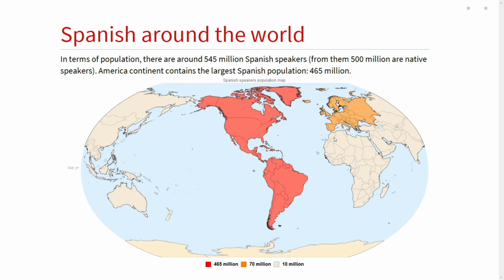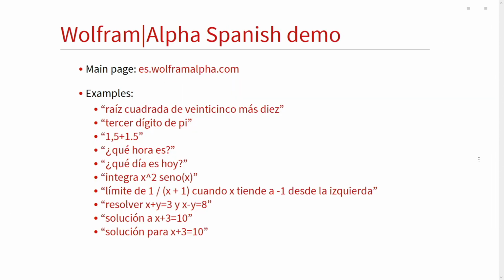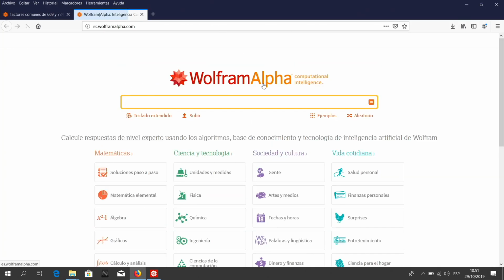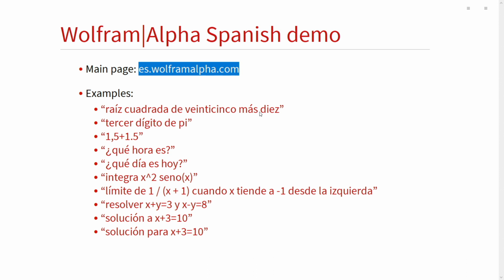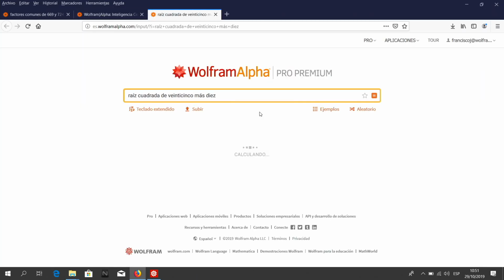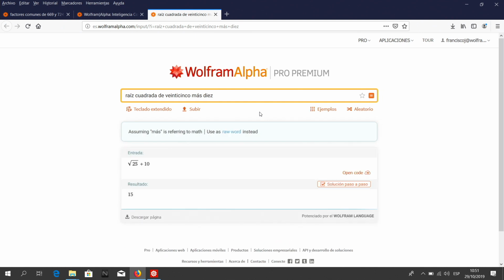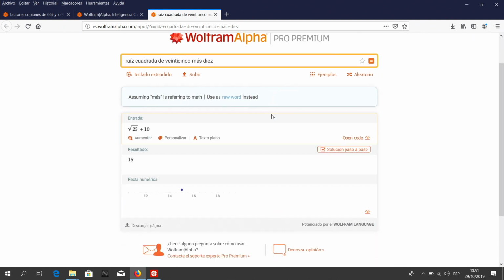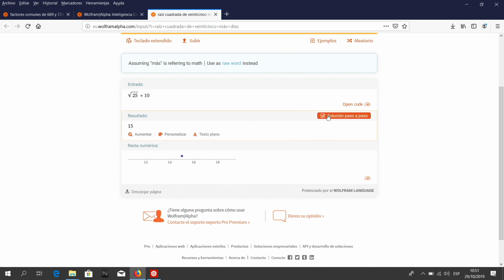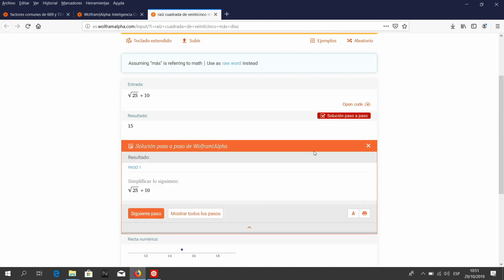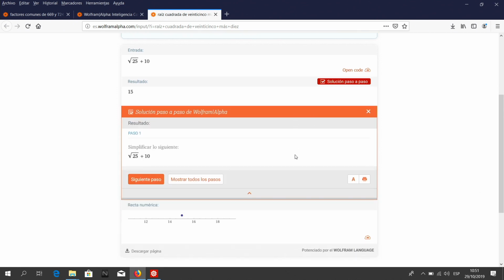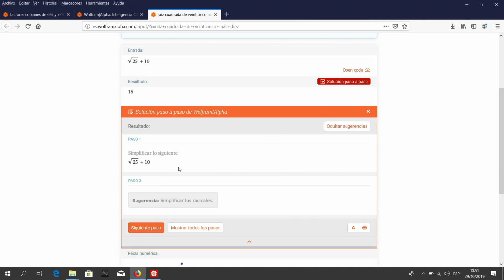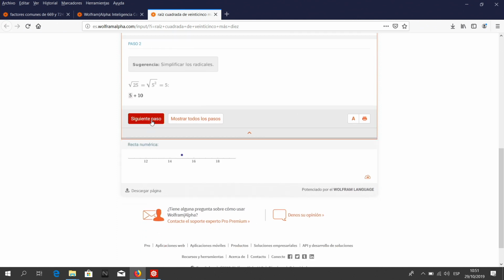And now we can see some examples. So this is going to be the main entry point. We already have here a working Alpha web. And we should be able to ask anything, well, not anything, but we are in progress of working on it. And of course, we have translated the solutions, the step-by-step solutions, so that we can show all these steps and how to do them in Spanish.